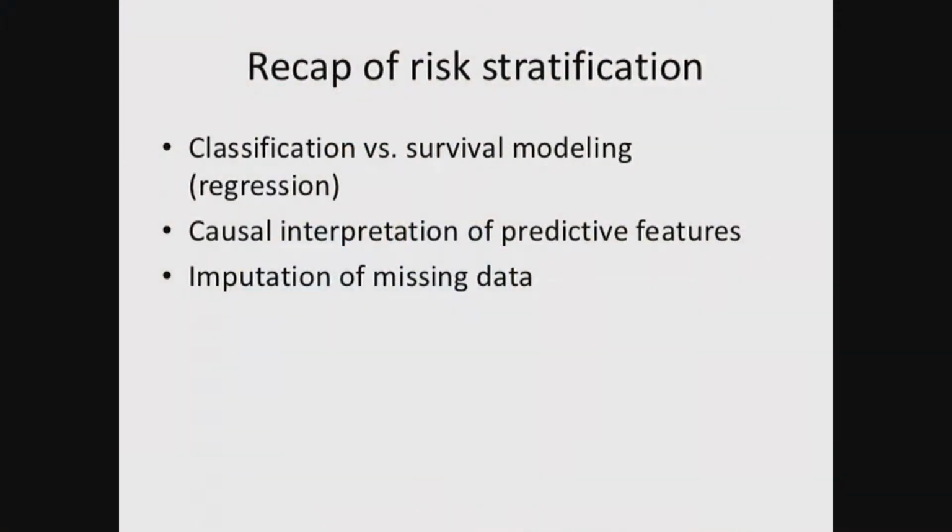So to conclude risk stratification, this is the last slide here. I just maybe ask you a question after class. We've talked about two approaches for formalizing risk stratification. First as binary classification, second as regression. And in the regression framework, one has to think about censoring, which is why we call it survival modeling.